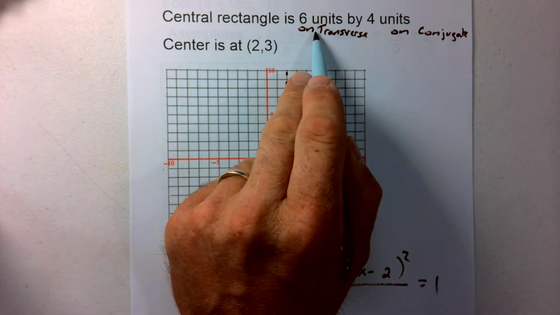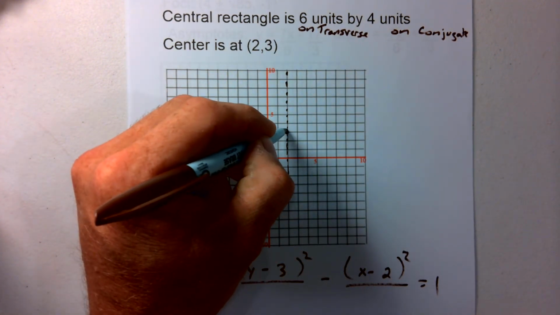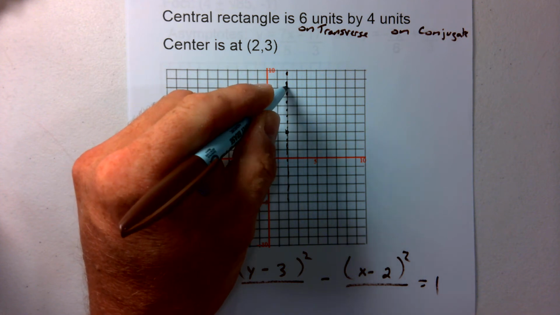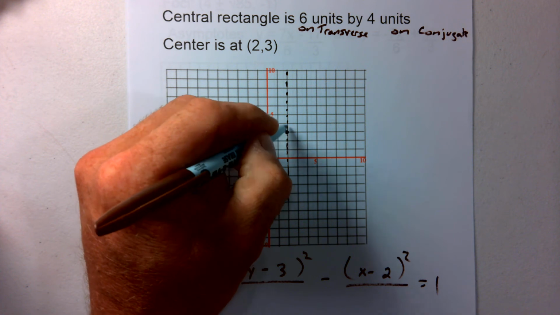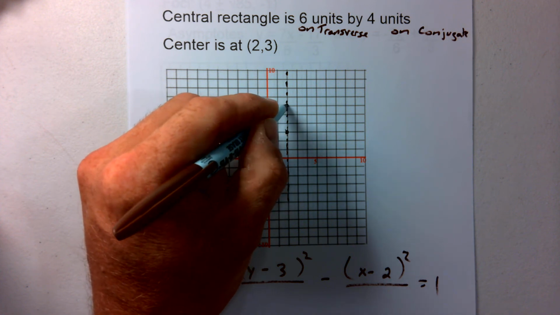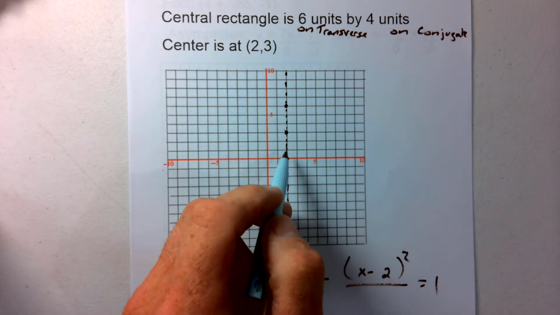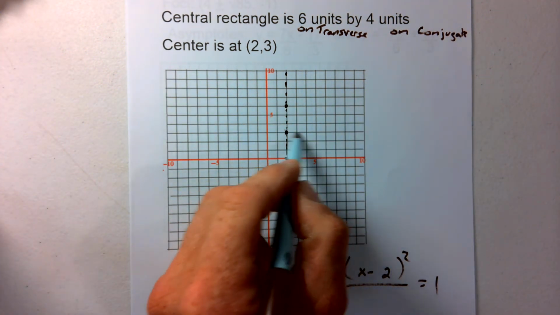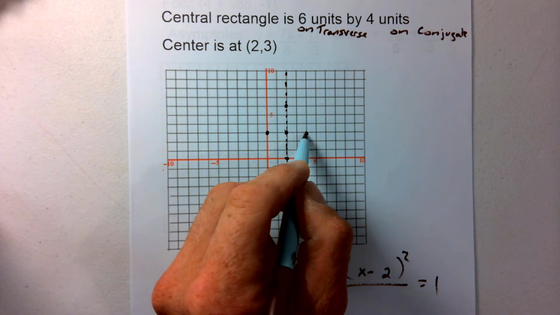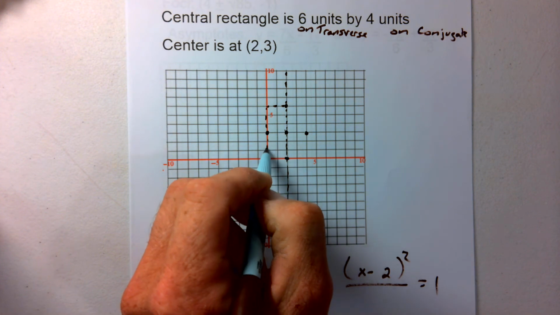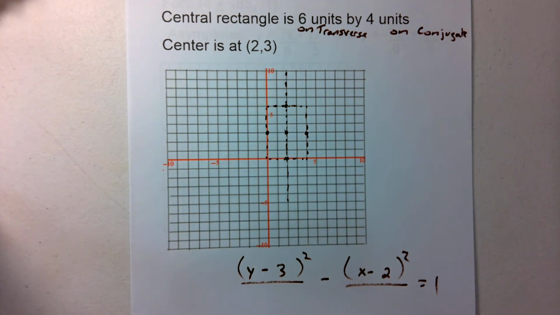Well, we know that the central rectangle is 6 units by 4 units. If I have 6 units, it doesn't tell me I'm coming up 6 units. It tells me that from the center, I'm going to have 6 units total. So I'm going to come up 3 units, and I'm going to come down 3 units. That's that part of the rectangle, and it's going to be 4 units left and right. Again, I'm going to divide that in half, so I'm going to have 2 by 2. So here's going to be that rectangle that we created for our asymptotes.